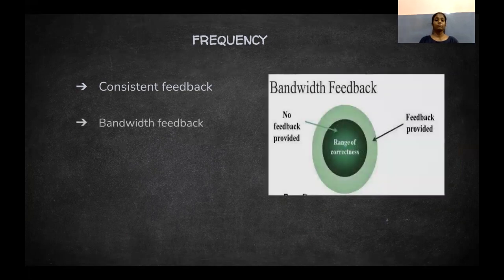Bandwidth feedback. Here, we decide the range of correctness. If the error goes beyond the range of correctness, only then is feedback provided to the patient.